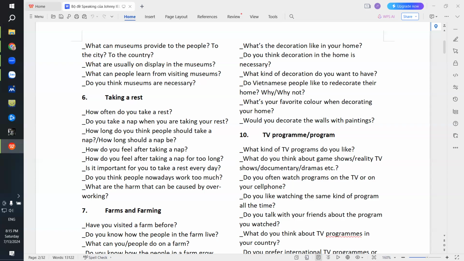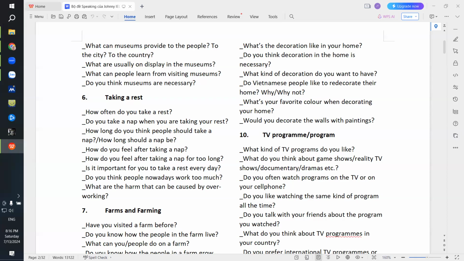So what do you think, Miss Trúc? Do Vietnamese people like to redecorate their homes? I think that Vietnamese people really like to redecorate their home because after a long time you live in there, everything is damaged to some extent, such as the wall or the roof, and you need to redecorate your home to have a space more comfortable and relaxing.